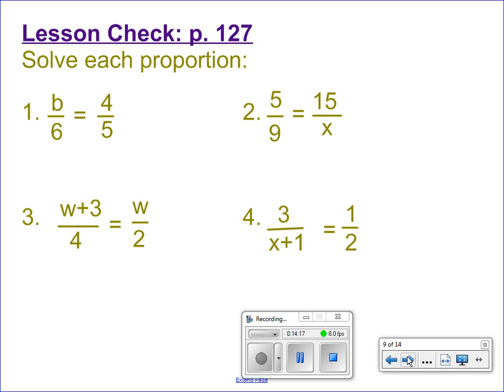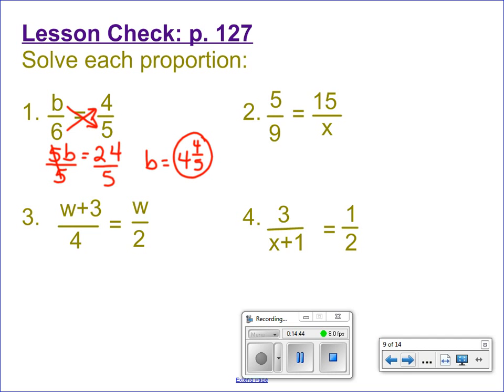Number 1, we're going to do cross products. B times 5 would be 5B. On the other side, 6 times 4 is 24. Dividing both sides by 5 to isolate the B, I get B is equal to, and my answer would be 4 4/5, or 4.8, either one.